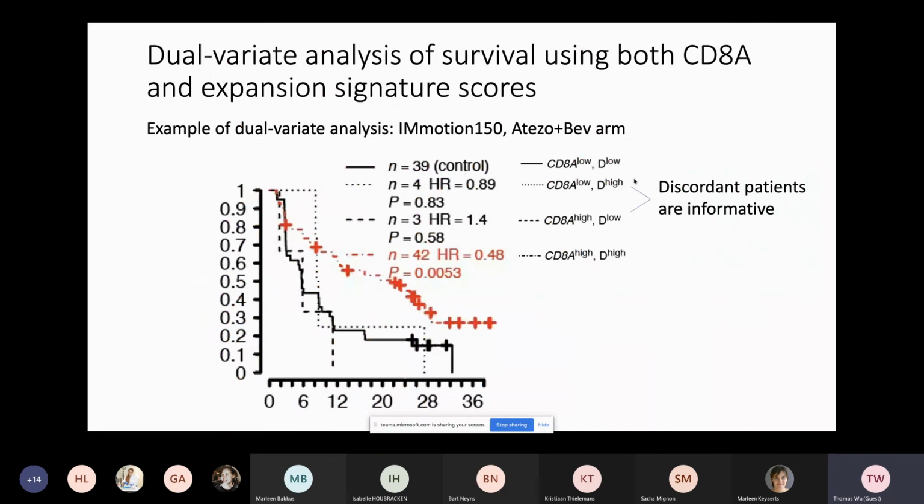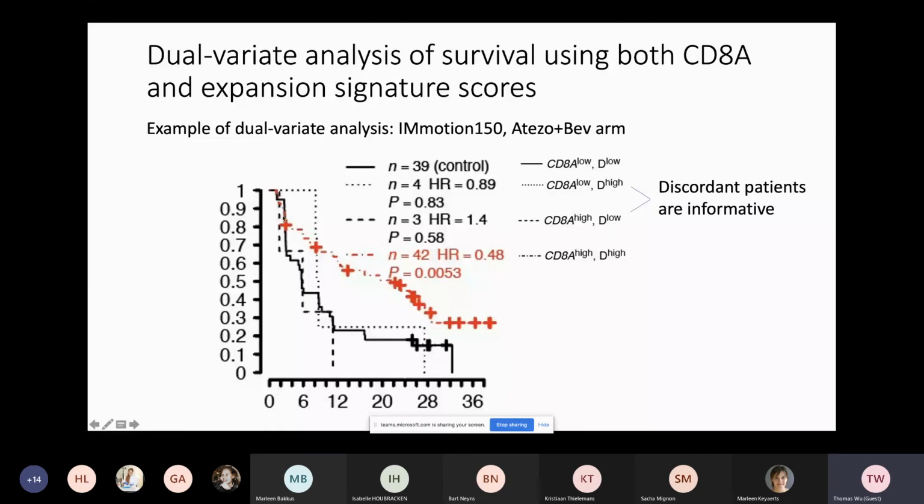To do that, we did a dual variant analysis of survival. We looked at the patients according to whether they were both low in CD8A expression and low in the dual expansion signature, or both high in CD8A and high in the genes of the dual expansion signature. You can see by the number of patients, 39 were in the first category and 42 in the latter category. They're highly concordant, as we saw before. But there were a few discordant patients: 4 patients with low CD8A and high dual expansion, and 3 patients with high CD8A but low dual expansion.